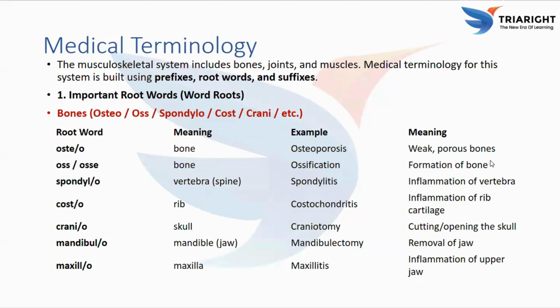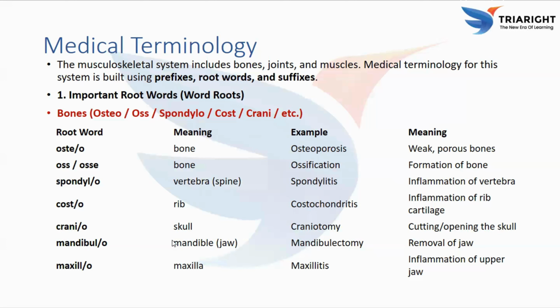Osteo is one of the most commonly used root words in bone-related diseases. And then ossi. Ossi also gives the bone. So ossification is the process where cartilage turns into bone during growth. And next, spondylo root word, what is the meaning? Vertebra. What is the example? Spondylitis, nothing but the inflammation of the vertebra.